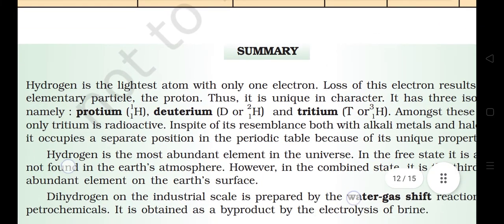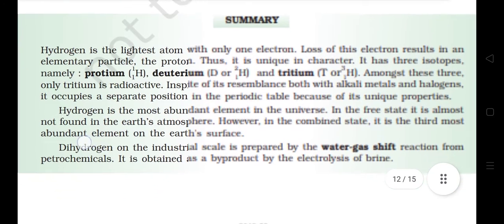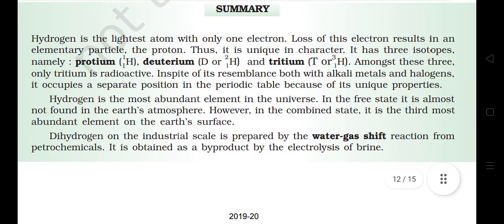Summary: hydrogen is the lightest atom with only one electron. Loss of this electron results in an elementary particle, the proton. Thus, it is unique in character. It has three isotopes, namely protium, deuterium, and tritium. Amongst these three, only tritium is radioactive.